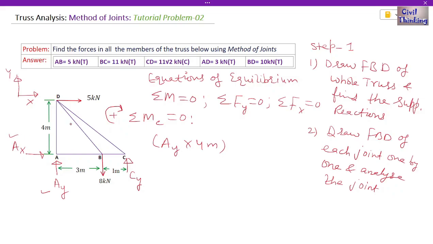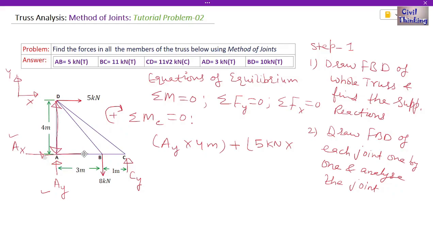Now the 5 kilonewton force is going to cause a clockwise moment at C, so it is going to be positive, so I will write a plus sign here: plus 5 kilonewton multiplied by the normal distance between the 5 kilonewton force and C. So the normal distance between the 5 kilonewton force and C is this, right?